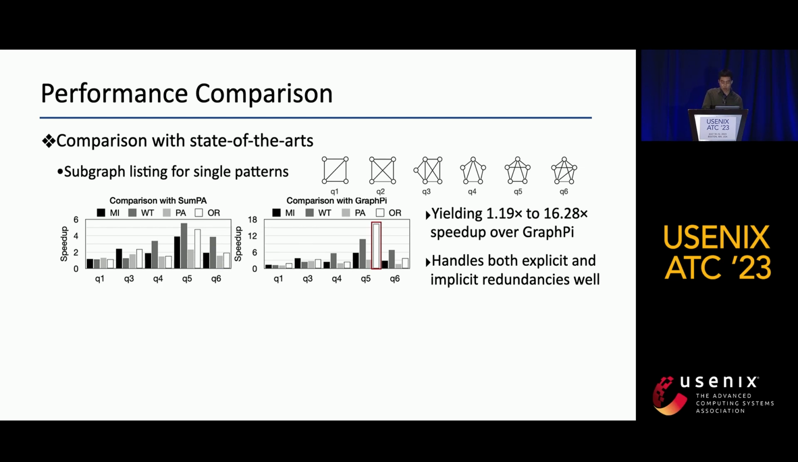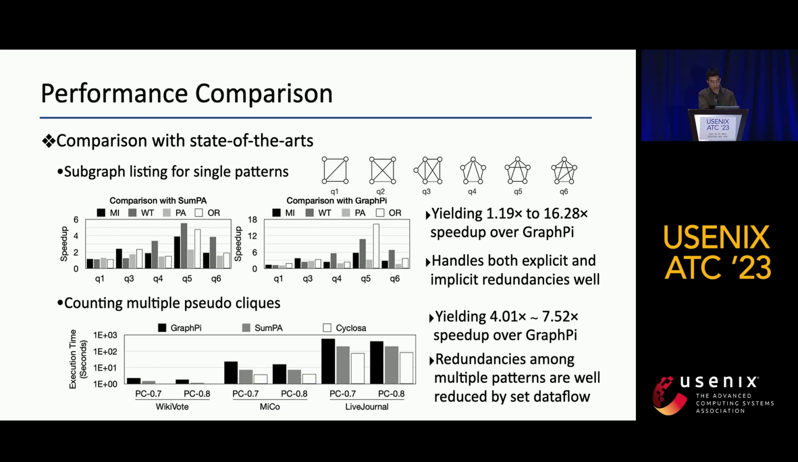Parts of the results are shown to demonstrate the efficiency of set data flow. Cyclosa can handle both explicit and implicit redundancies and outperforms prior works in all cases for subgraph listing of single patterns. Cyclosa achieves better speedup for skewed graphs, like OR, because the subgraph level scheduling in existing work has considerably different workloads for various threads, whereas the set data flow can also use finer grained parallelism on set operations.